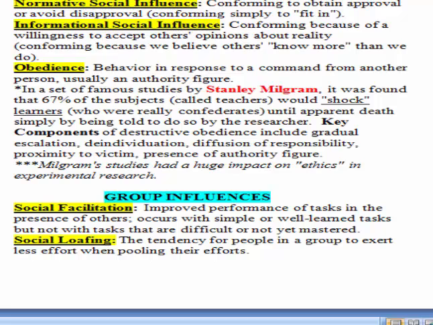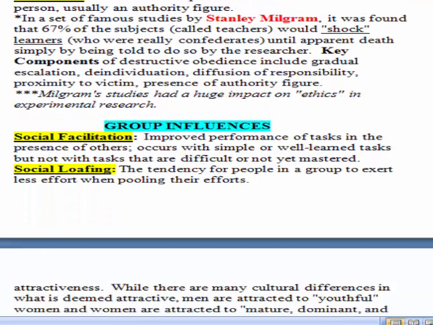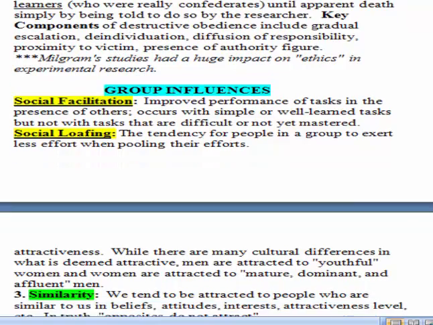So what are some of the components of destructive obedience? It includes gradual escalation, so starting small and building up. De-individuation, so oftentimes feeling anonymous as part of a group. Diffusion of responsibility, so feeling like it's not on you if something goes wrong. Proximity to the victim, so just like geographical closeness. And then presence of an authority figure. And remember, even a mere symbol of authority was enough, so like a badge or a lab coat or Yale versus a strip mall, things like that.